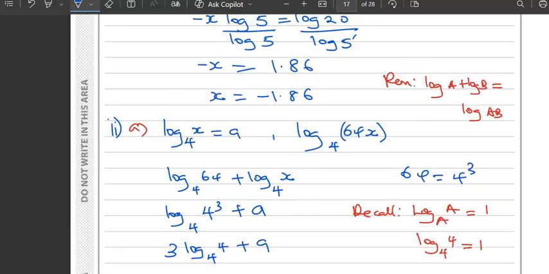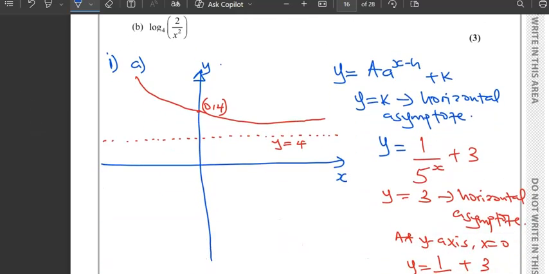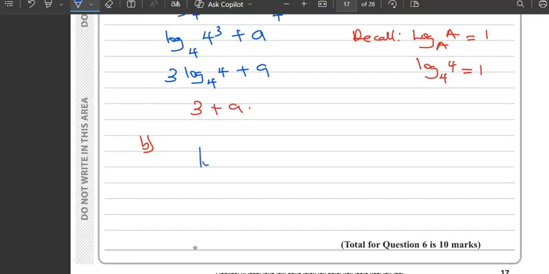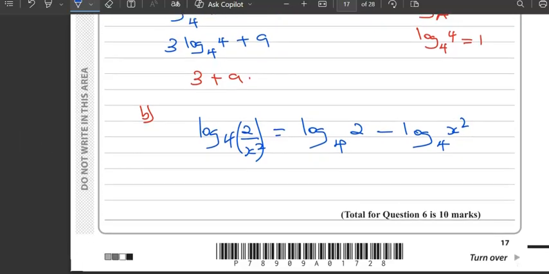And we can also consider Roman 2, part B. You've been given log of 2 over x squared to base 4. So here we'll have log of 2 over x squared to base 4, which we can write as log of 2 to base 4 minus log of x squared to base 4, using the division law of logarithm.